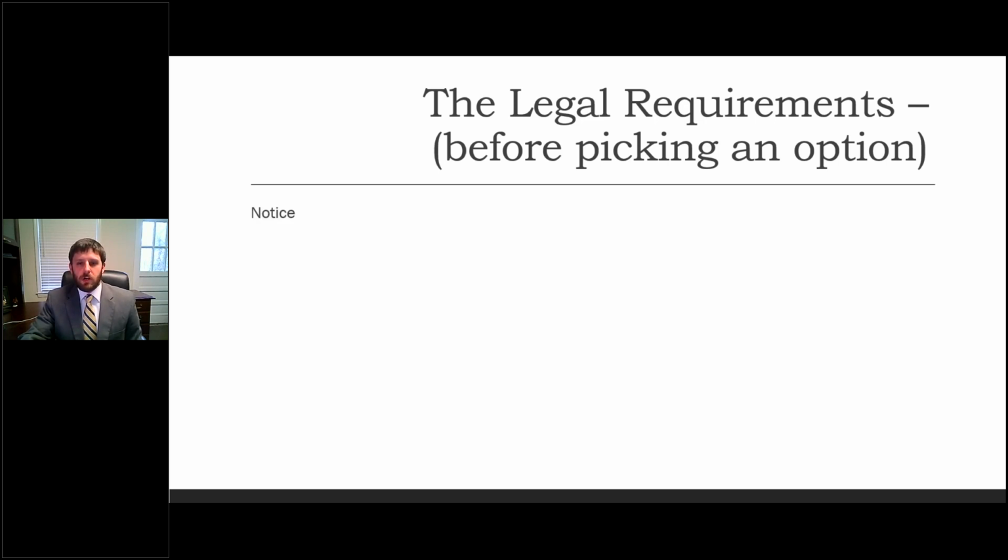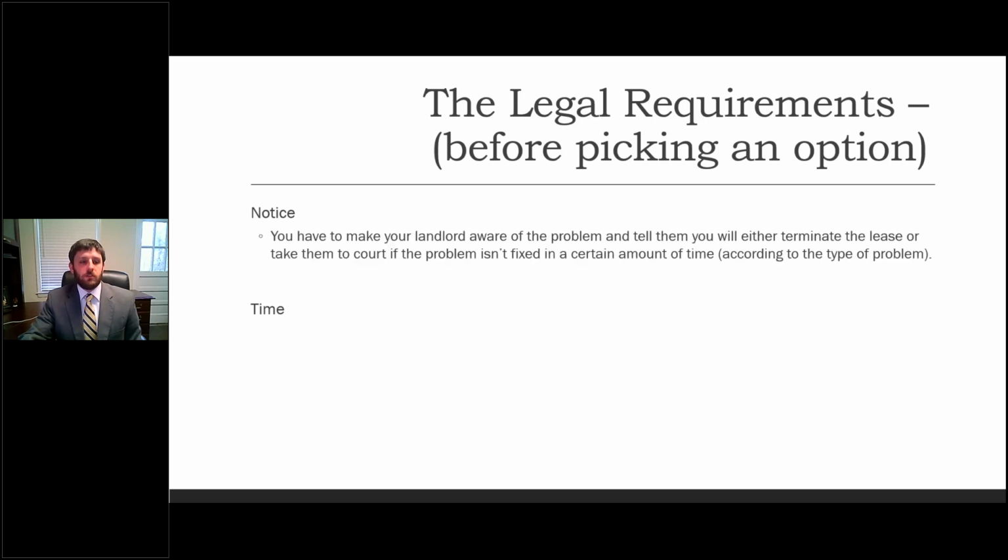So the first requirement is what we call notice. That's a legal term, but basically it just means making the landlord aware of the situation. And the second one is time. After you make the landlord aware of the situation, you have to give them a certain amount of time as an opportunity to fix whatever the problem is. So with notice, you have to make your landlord aware of the problem and tell them you'll either terminate the lease or take them to court if the problem isn't fixed in a certain amount of time. So you can't hold the landlord accountable for a problem that they don't know about.